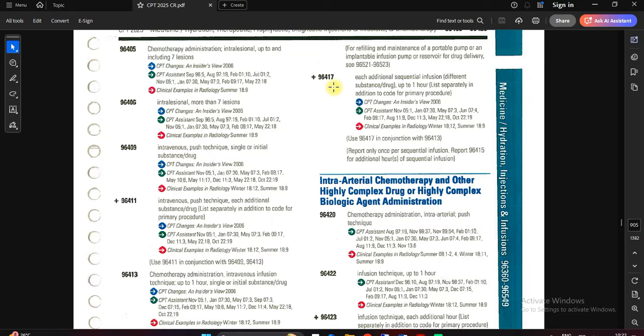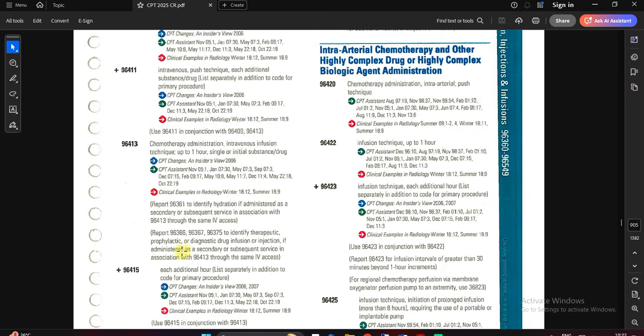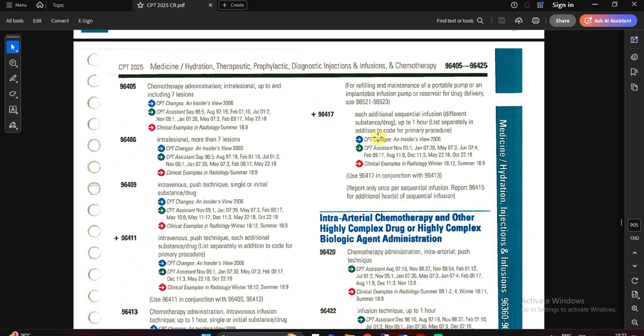Next, 96417, each additional sequential infusion, different substance or drug, up to 1 hour. So 96415 is for the same drug, IV infusion of the same drug. 96417 is for sequential infusion of a different drug or new drug. That time you need to use 96417. See the guideline here: report only once per sequential infusion. Report 96415 for additional hours of sequential infusion.